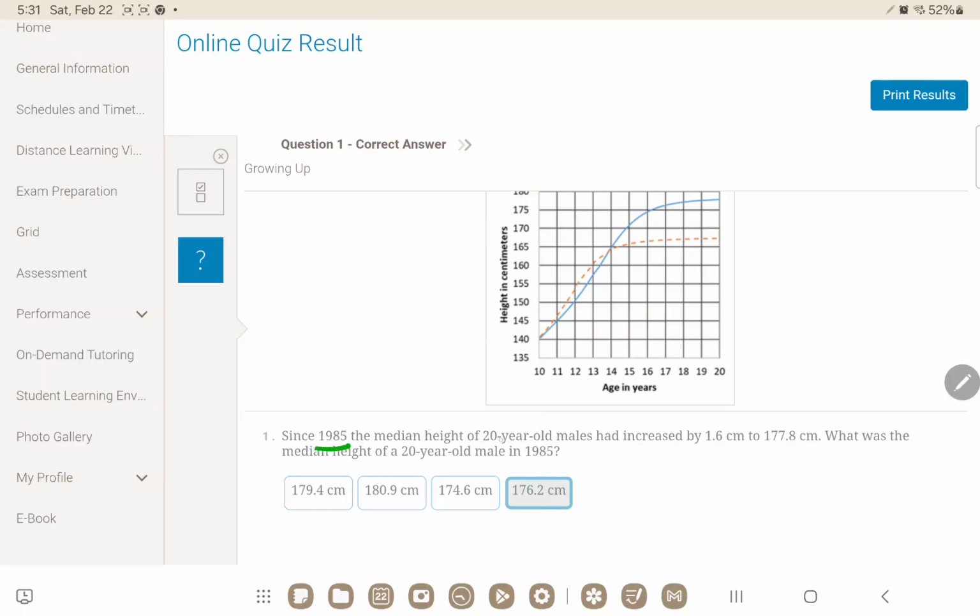Now here, since 1985, the median height of 20 years old male has increased by 1.6 to become 177.8. So what was it in 1985? It's practically telling us x plus 1.6 equals 177.8. That's literally what the question told us. So to find x, you do 177.8 minus 1.6, which is 176.2. That's it. Really easy first part.